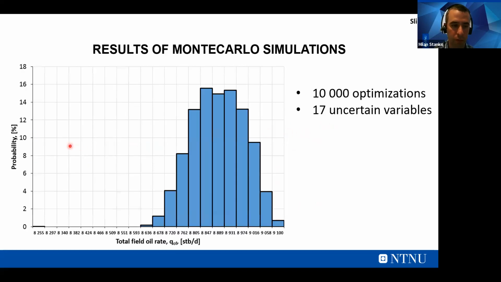Okay, so these are the results for one of the cases that we have in our publication. This is the oil, or total field oil rate, and this is how it is affected. You see you have some spread, not much, but from 8,800 to 9,100, and maybe some lower values here. This was using 10,000 optimizations, or 10,000 of these samples, and we included 17 uncertain variables for each well and flow line. So you might see that my results are somehow dependent on the uncertainty.